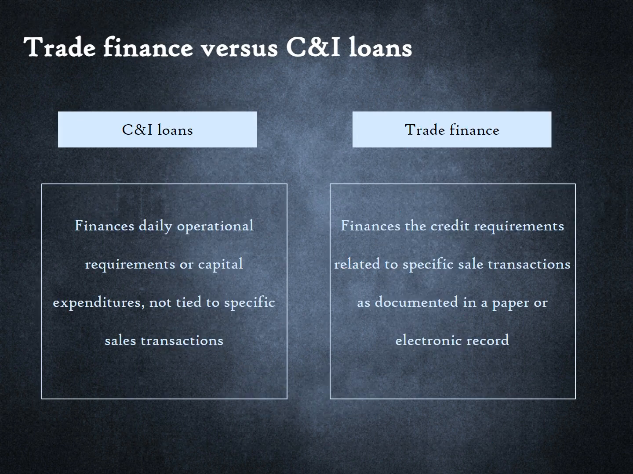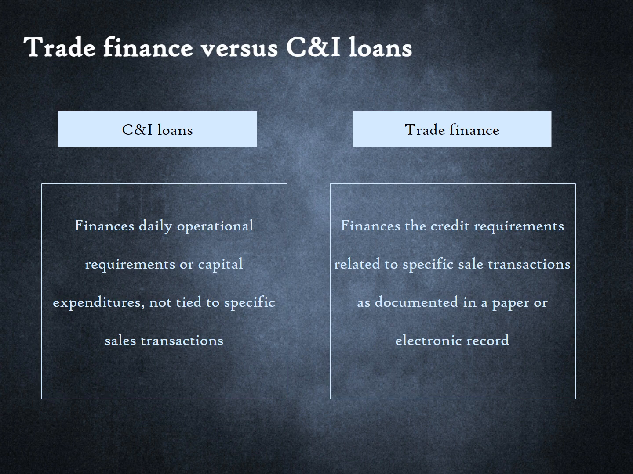We can now define the point of difference between C&I loans and trade finance. C&I loans finance daily operational requirements or capital expenditures. They are not tied to specific sales transactions. Trade finance products finance the credit requirements related to specific sale transactions as documented in a paper or electronic record.